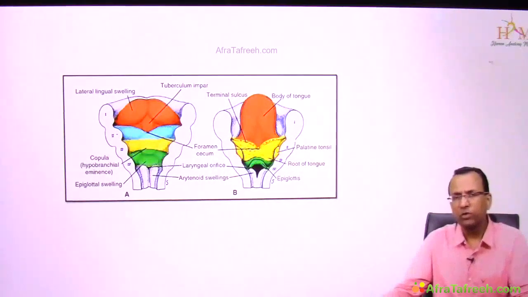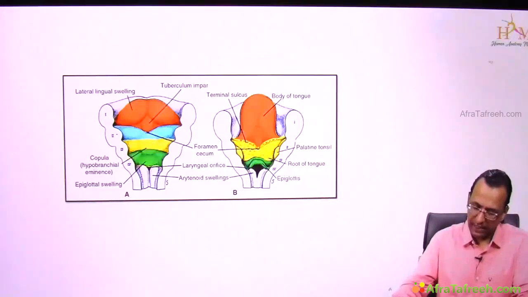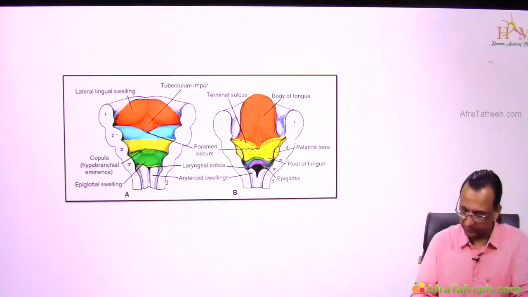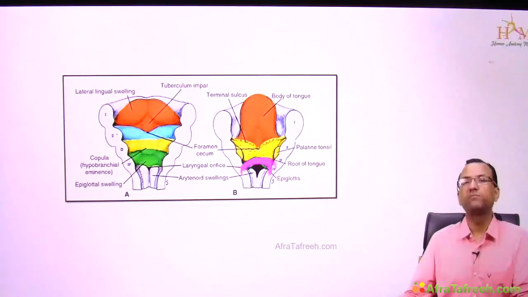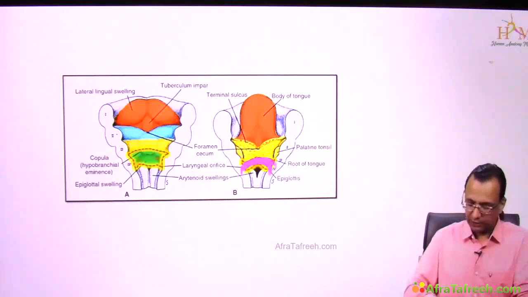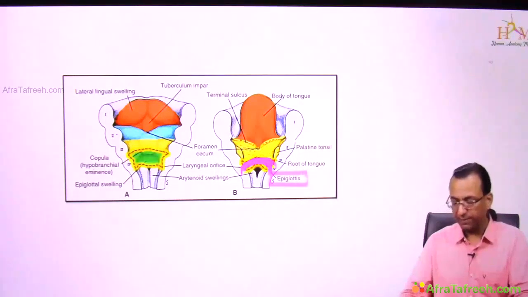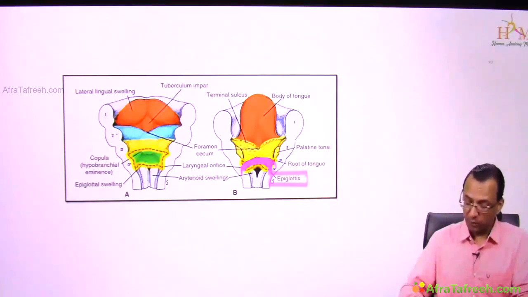What about the fourth arch? Fourth arch, you remember epiglottis? It will form the epiglottis. And not only will it form the epiglottis, it will also form the posterior-most tongue. So, you're telling that this fourth pharyngeal arch will form epiglottis. Yes, not only epiglottis, but also the posterior-most tongue.